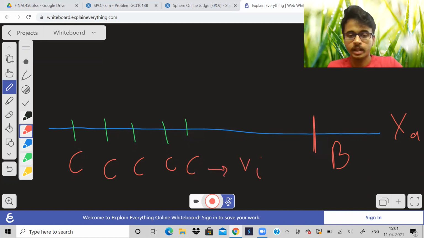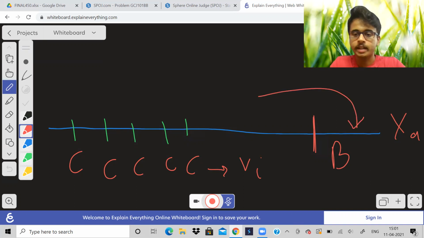What has to be done? These chicks have to reach this barn. What does it mean to reach the barn? It has to cross this mark B. When it crosses, it means it has reached the barn. We have to swap the slow chicks with the fast moving chicks in such a way that at least k chicks can reach the barn.